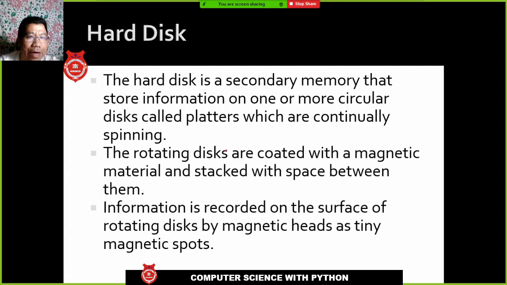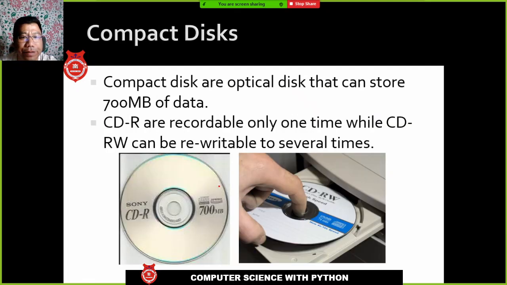Now let's go to the hard disk. A hard disk is a secondary storage device. It has a circular disk which is rotating continuously, or spinning. The rotating disks are coated with magnetic material, and there is a space between them. Information is recorded on the rotating surface by using magnetic heads. So they are known as magnetic storage devices.